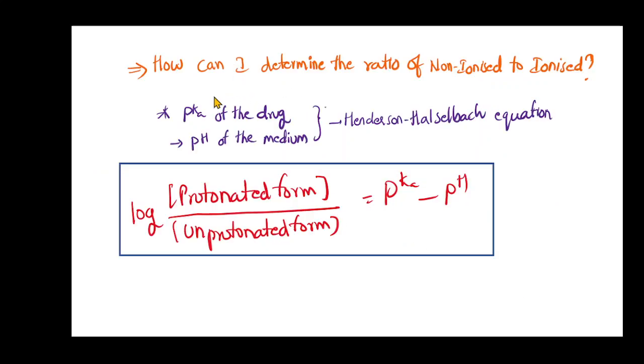So what exactly, sir? How can I determine the ratio of ionized to non-ionized? It can be determined by the pKa of a drug and the pH of the medium. How, sir? Is there any equation? Yeah, we have an equation: the Henderson-Hasselbalch equation. What does it tell? Log of protonated form by unprotonated form is equal to pKa minus pH. By this equation, we can tell how much of the drug is non-ionized to ionized.